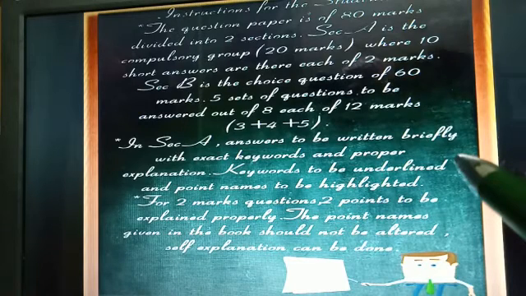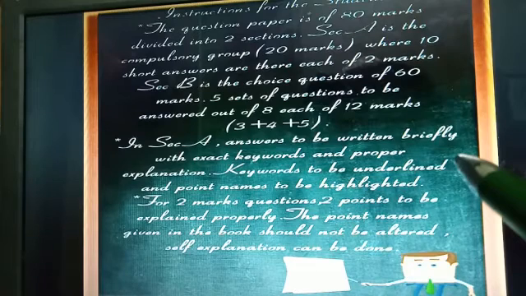As I told you before, the question paper is of 80 marks divided into two sections. Section A is 20 marks where 10 short answers are there, each of 2 marks, and section B is a choice question of 60 marks. 5 sets of questions are to be answered out of 8, each of 12 marks, and the division of 12 is 3 plus 4 plus 5. Now this you are aware of because we have discussed this in detail in my first video.